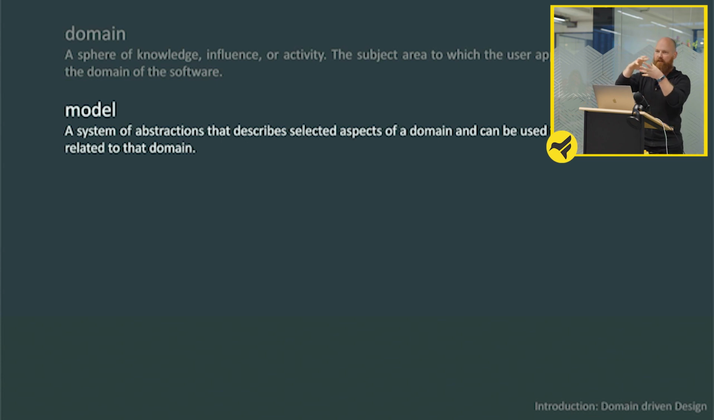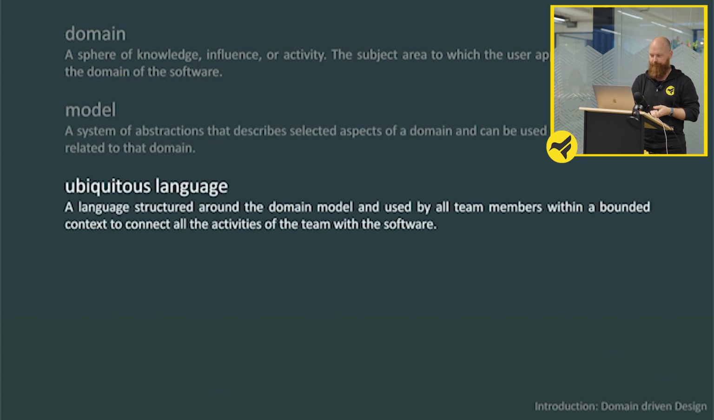So there is something inside that domain, or an abstraction on that domain, that we need to work with. Well, abstractions we know, of course, as software engineers. So the model is not just the data, but it's all the abstractions that describe selected aspects of a domain. Still a little bit vague, but maybe there are some hooks in your mind that you say, okay, I kind of think what is meant by this. Then a really important one, I think, ubiquitous language, which is a language structured around the domain model and used by all team members within a bounded context to connect all the activities of the team with the software.